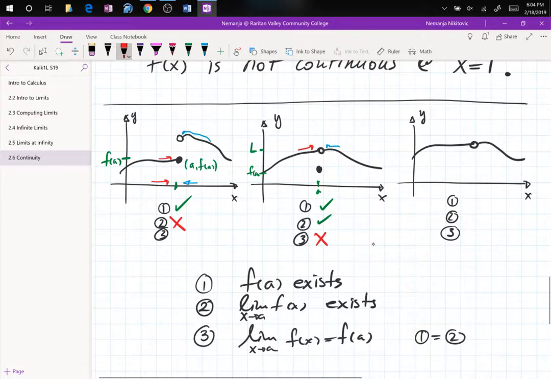Why do we check number 3? Well, here is the case where 1 and 2 passed. Function value exists, limit exists, but they're not the same value. So you have to check number 3, because number 3 makes sure that they're the same. This is the one that I use the analogy of a collapsed section of a bridge.